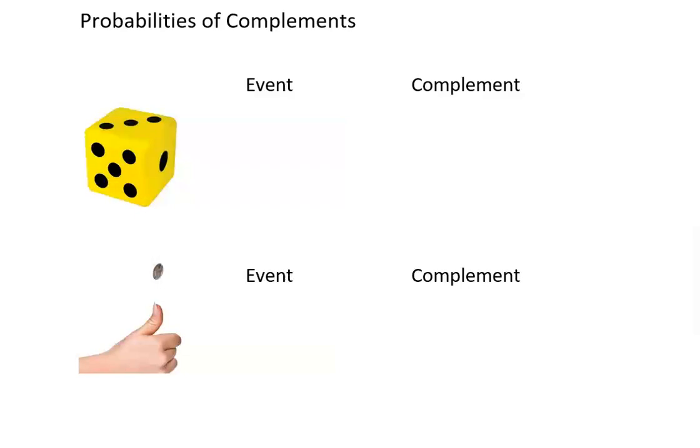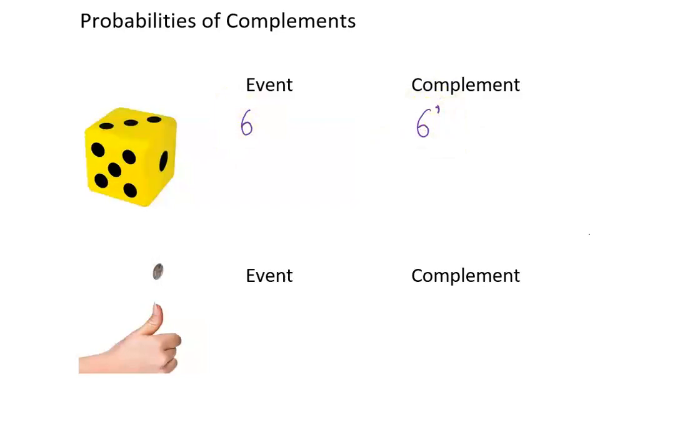Let's consider the probabilities of complements or complementary events. If we consider the experiment of rolling a die, our event we're going to say is rolling a 6. So what would be the complement of that event? Well, that would be rolling anything that's not a 6, or not rolling a 6. Remember from our notation, we use this little dash to mean not a 6. So if our event is a 6, then the complement of that event is anything else that's not a 6.